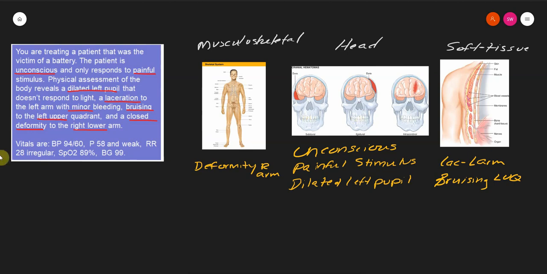Let's look now at our vital signs and see how we can group those. So a blood pressure of 94/60, that's relatively low, especially assuming this is an adult patient. When I think about low blood pressure, I think about shock.